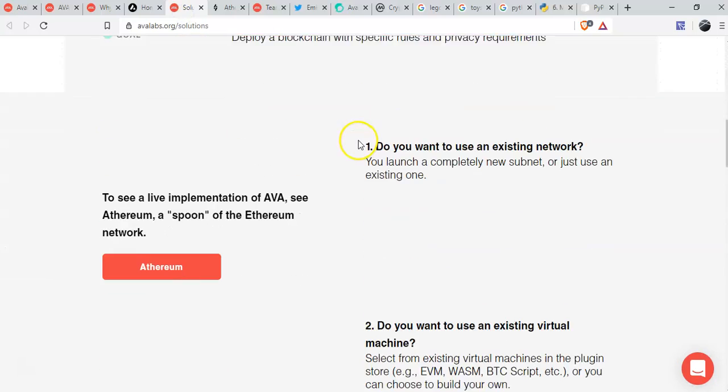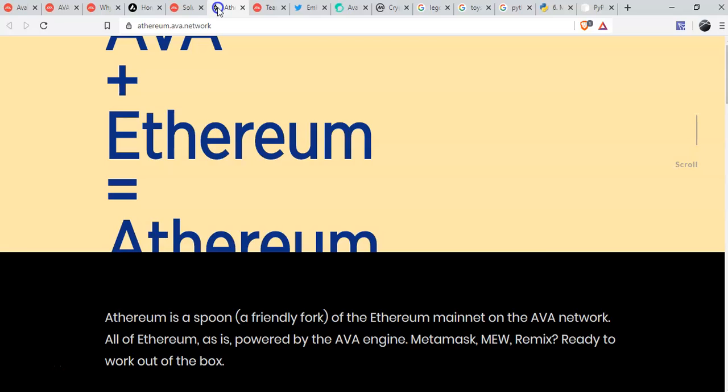And there are solutions. You can build your own blockchain. Let's talk about something else. Let's talk about Ava, Ava on Ethereum. So Ethereum has scaling issues right now.